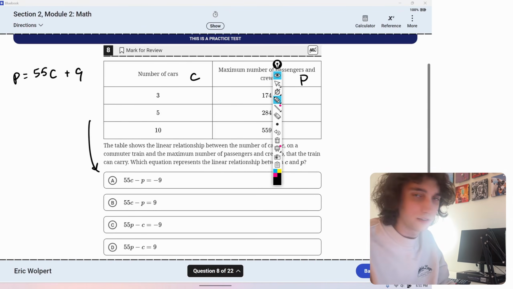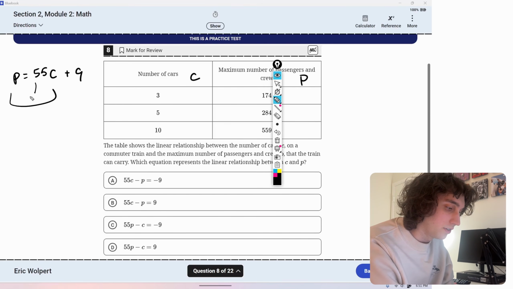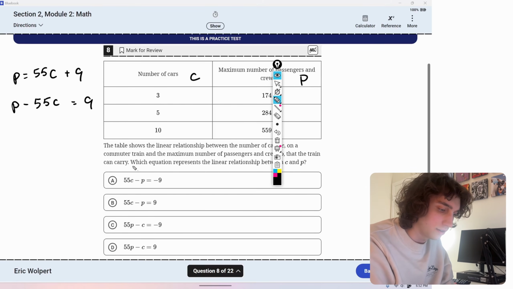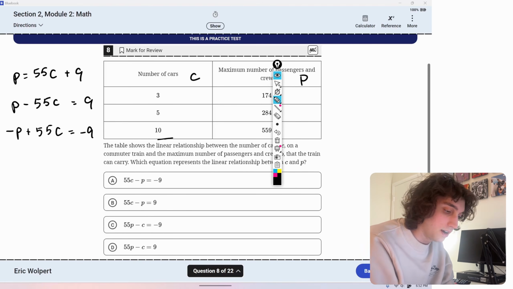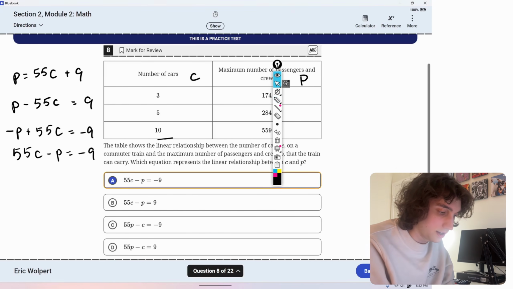And now in order to convert it to standard form, we just need to get both of our variables on the same side. So we subtract 55c from both sides, and we're still not quite there. Notice all of the 55s have a positive coefficient, so we can multiply everything by -1 to get this. And if we swap the 55c and the p, then it looks just like answer choice A.